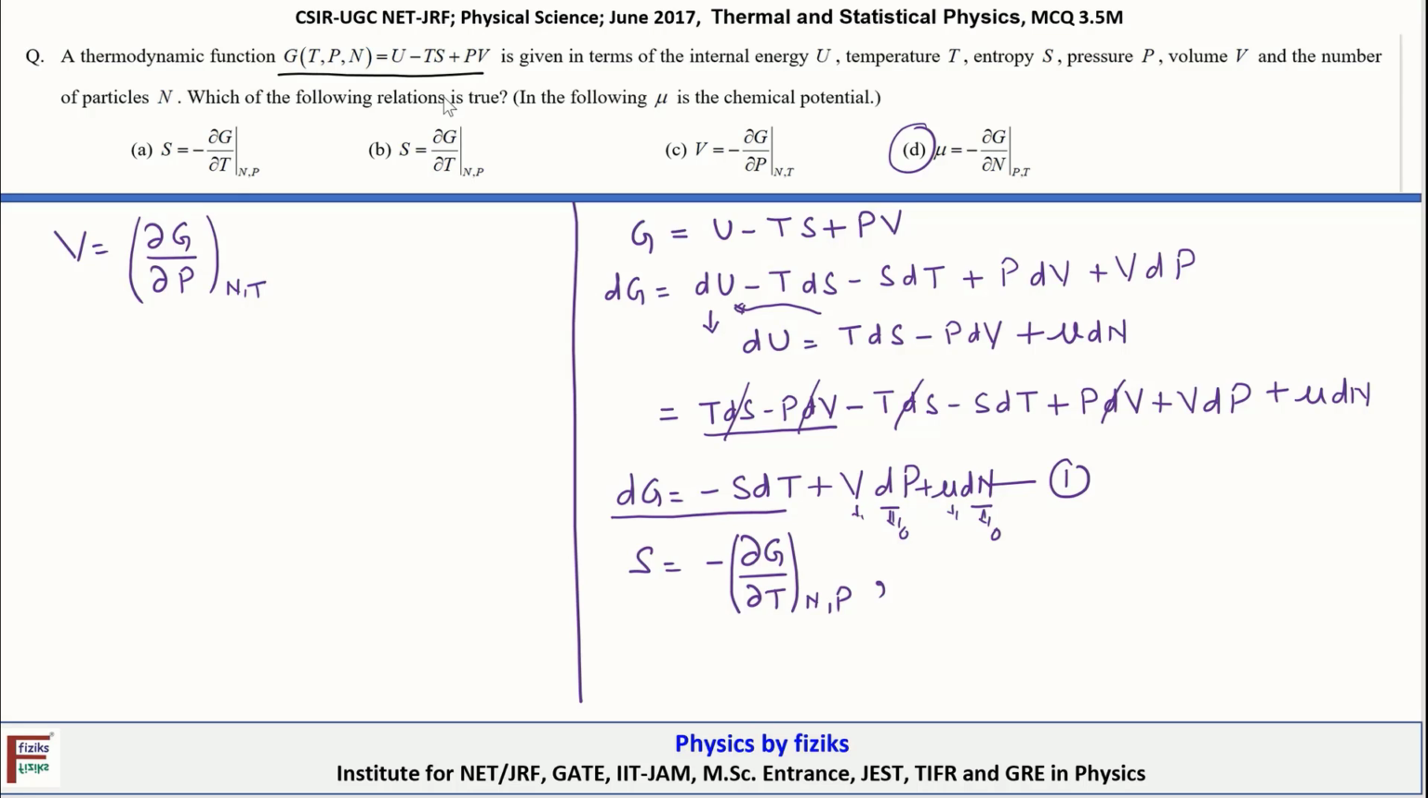Okay, similarly mu is equal to dG by dN by keeping the other two variables T and P constant. So now if we compare the options which are given to us, the first option is S equal to minus dG by dT by keeping N and P constant. So that means this is correct. So the others are wrong because the first one is correct. V is dG by dP, so this with the negative sign is wrong. And mu is dG by dN, so here the negative sign is given, so that means this is also wrong. Therefore only option A is correct.